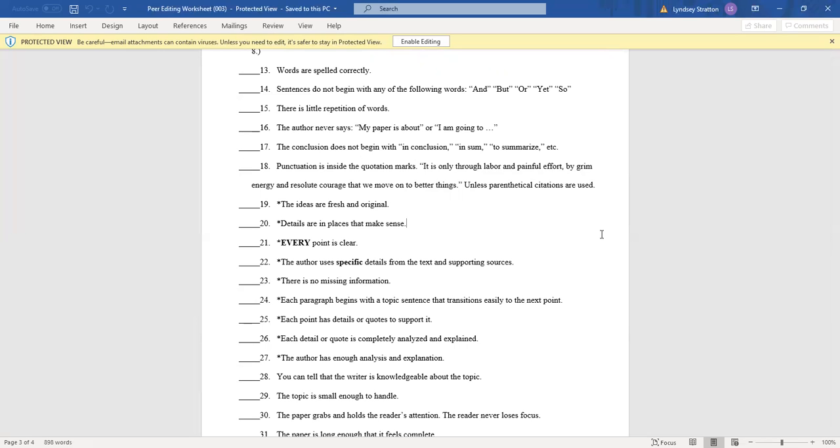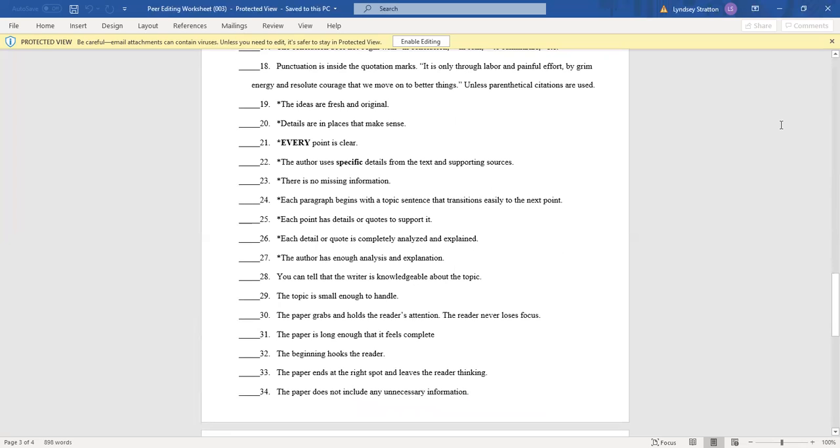Your ideas are fresh and original. Details are in places that make sense. You are not jumping all over the place. Each point you make is clear. You use specific details from your texts and supporting sources, and you also explain them. Okay, there is no missing information.